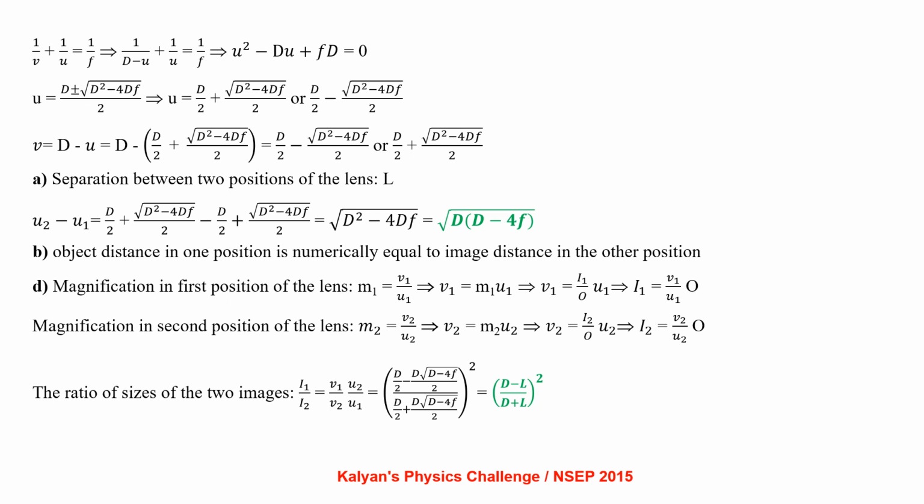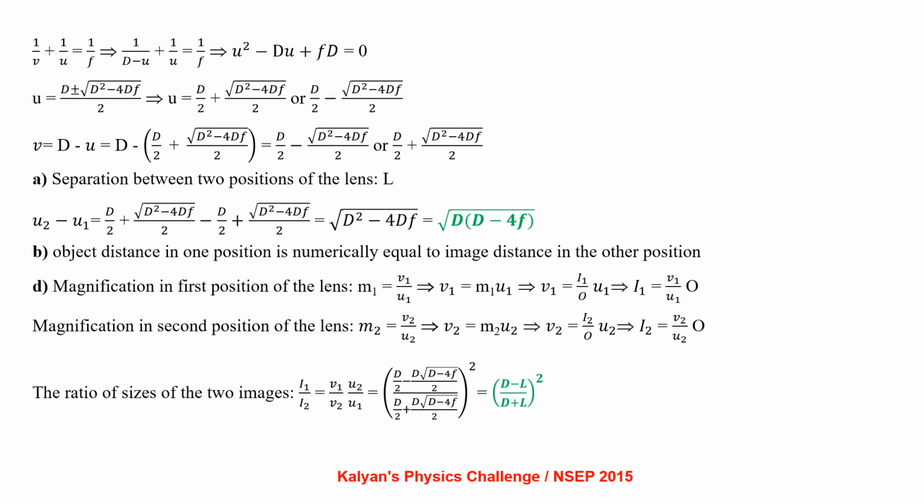Since the separation between the screen and the object is D, we can write v equals D minus u. So the lens formula becomes 1/(D minus u) plus 1/u equals 1/f, from which we have a quadratic: u squared minus Du plus fD equals 0. Finding the roots, u equals D plus or minus root of D squared minus 4Df, by 2. So it is u equals D/2 plus root of D squared minus 4Df by 2, or D/2 minus root of D squared minus 4Df by 2.